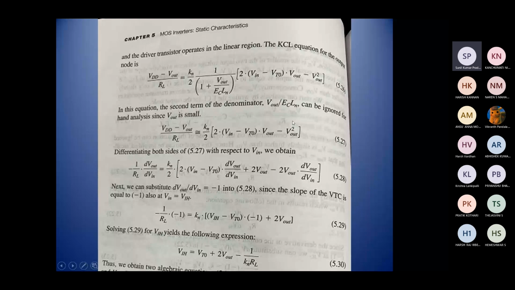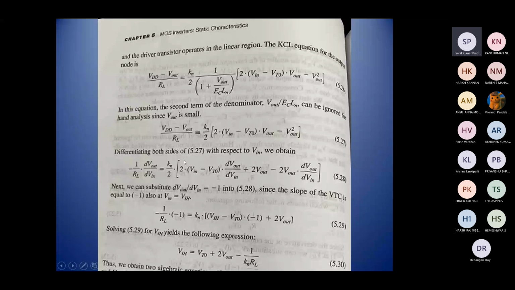Now, if we differentiate this equation with respect to input voltage, differentiating both sides, it comes out to be minus 1 by RL, where RL is the load resistance, dVout by dVin, equals Kn by 2, 2 multiplied by the difference of input voltage and threshold voltage, dVout by dVin, plus 2 Vout minus 2 Vout dVout by dVin. Now, as you can see here, for dVout by dVin, we have to put this value minus 1.